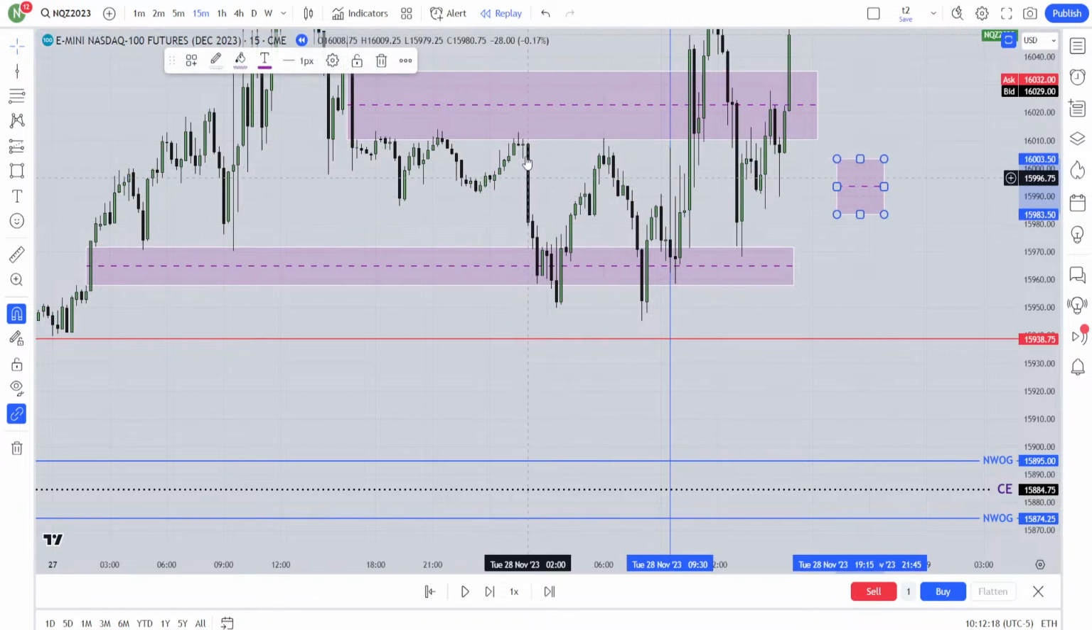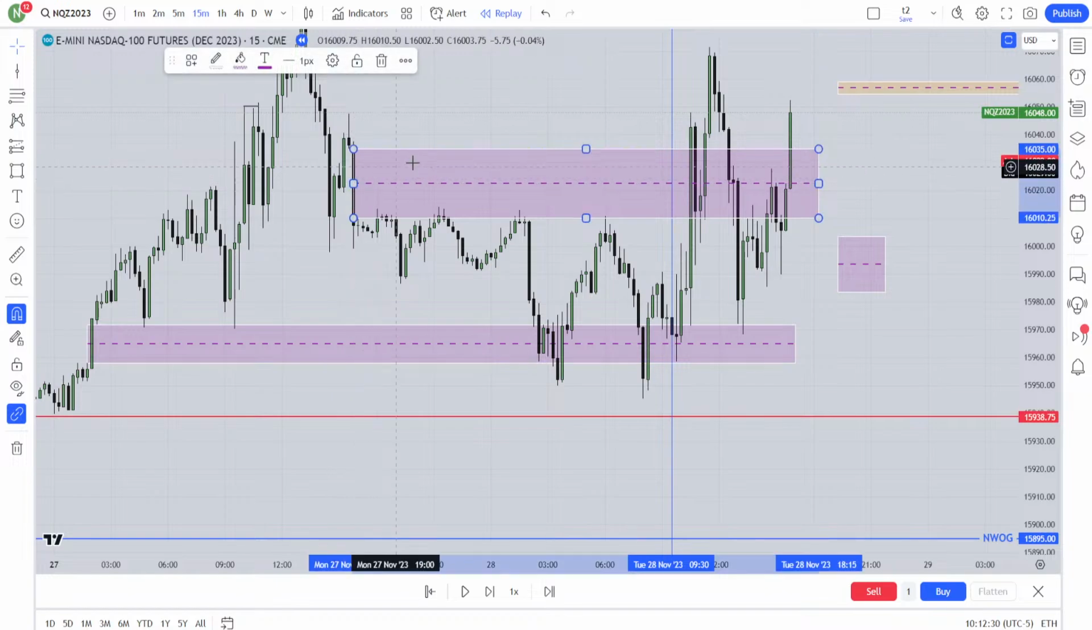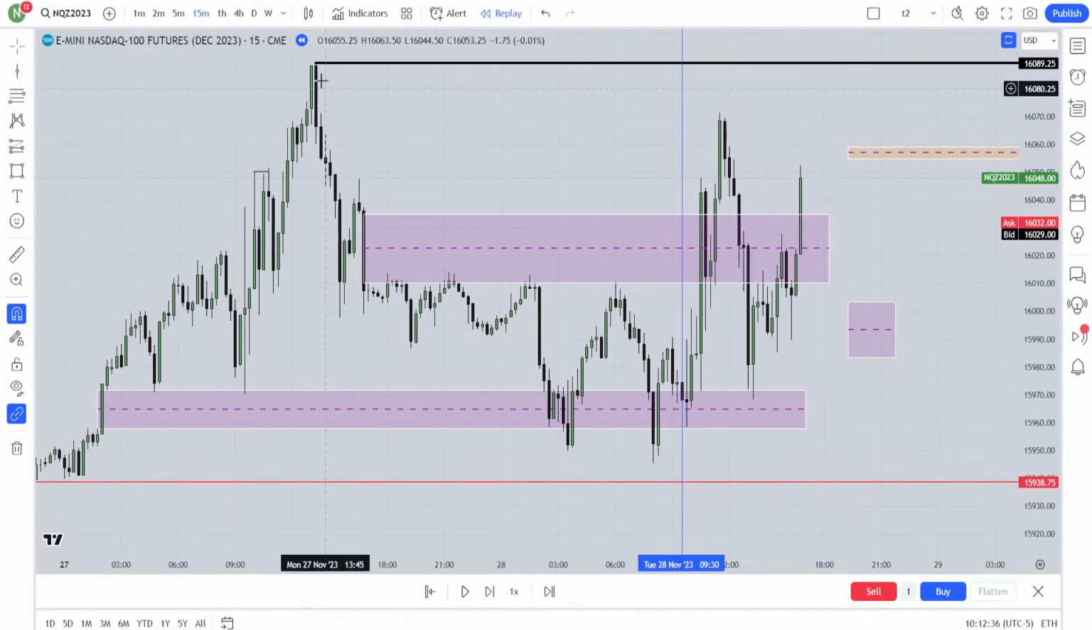I don't need the resistance fair value gap. I need the supportive fair value gap. I mean the lowest fair value gap. That is more important for me. This fair value gap, I have marked this fair value gap because that didn't trade yet over there. It didn't trade it yet at all. This is the highest fair value gap.